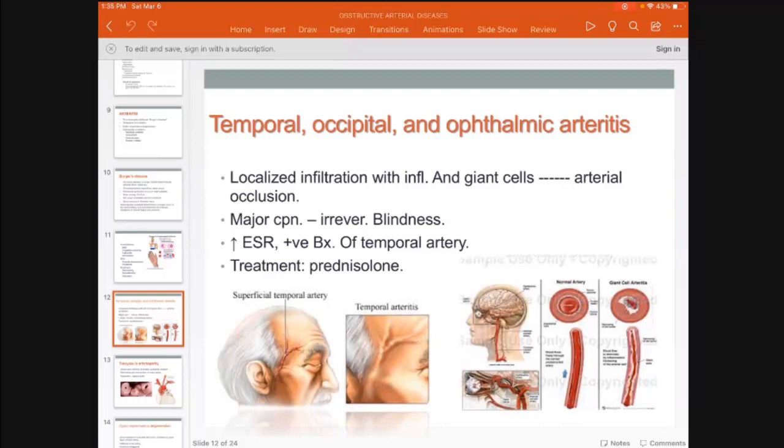How do you confirm your diagnosis? There will be an increase in ESR, and you should take a biopsy of the temporal artery to confirm that this is temporal or occipital arteritis, and you should treat it with prednisolone. This is very important. It leads to irreversible, يعني عمى دائمي, blindness.